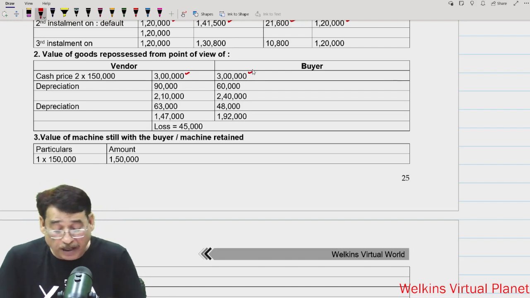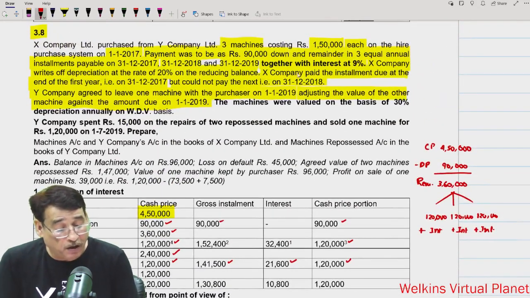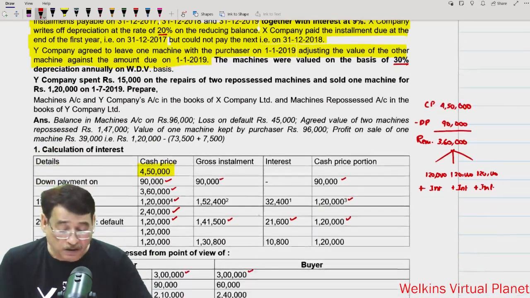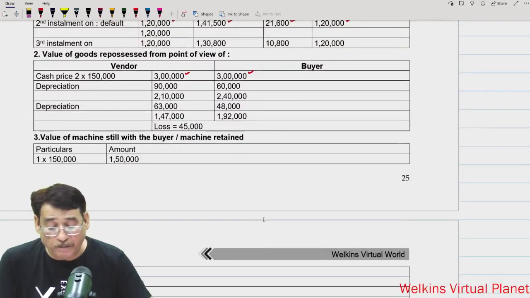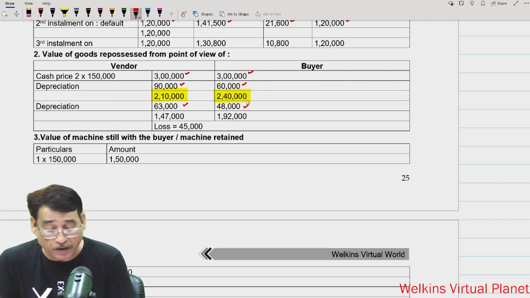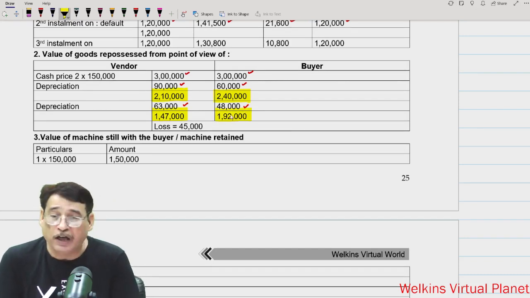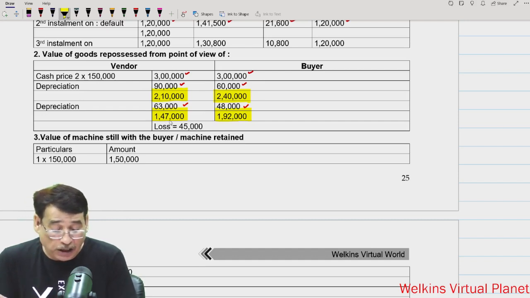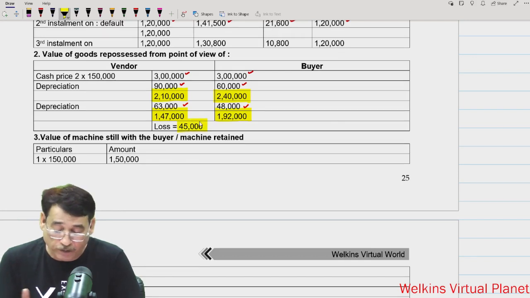All you have to do now is to apply the depreciation rate. Now we are going to apply the depreciation rate. What was the depreciation rate of the vendor in this particular case? Let us say 30% depreciation annually on written down value basis, and the rate of depreciation of the buyer is actually 20%. 30% and 20%. So you can apply the depreciation rate, 30% is 90,000, 20% is 60,000. So this will be the balance at the end of the first year, correct? And then you are going to find out again the depreciation at 30% and 20%. So finally, you are going to get these figures. So in the opinion of the buyer, value is 1,92,000, while in the opinion of the vendor, value is just about 1,47,000. So the difference, 45,000, will be considered as loss.